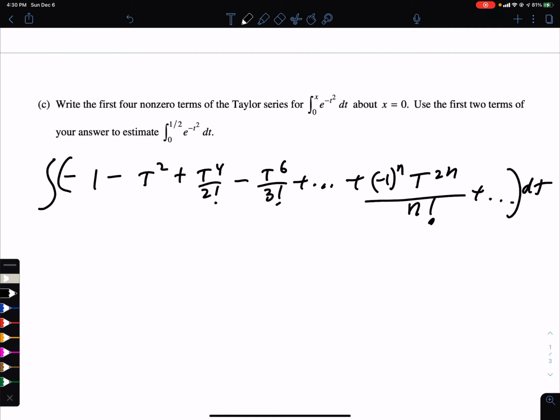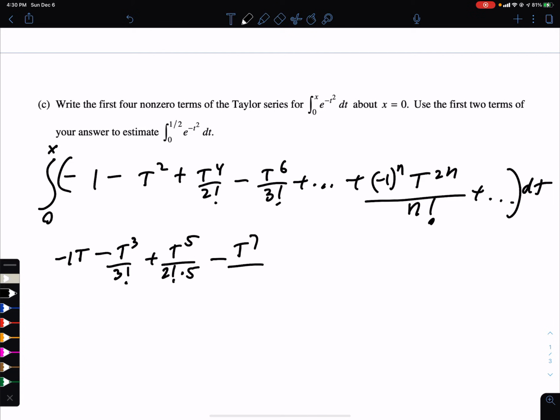From 0 to x. Sorry there. So the antiderivative of -1 is -1t. This will be t cubed over 3 factorial. You add 1 to the exponent: t to the 5th over 2 factorial times 5. And you add 1 to that, it's going to be 7, 3 factorial times 7, dot, dot, dot.